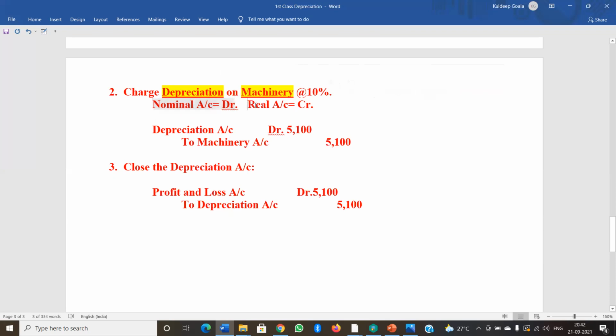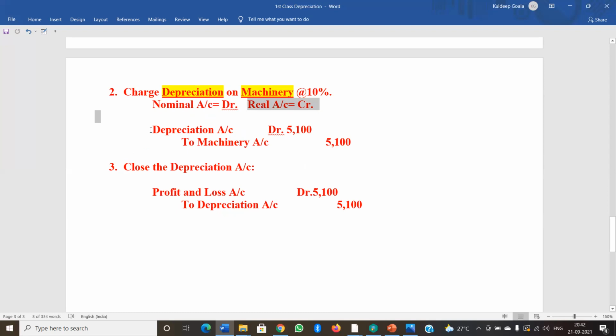Machinery is a real account, the value of the asset is decreasing because of depreciation. So when the asset decreases, asset shows a debit balance; when the value of the asset decreases, the debit balance decreases. So to decrease the debit, you have to credit it. So machinery will be credit. Okay, clear? Or even you can say the value of the asset is going out from the business. It is disappearing, decreasing, its value has gone. So goes out, credit.